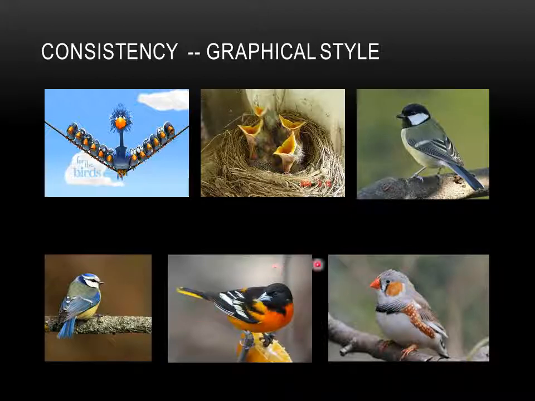This is much more consistent in style. Notice they've all got blurred backgrounds. They're all adult birds. They're all seated. They're all on twigs. Very, very consistent. A little inconsistent in the color, but the graphical style is consistent. When I look at this, I have a harder time. I know this is about birds, but what is it about birds? This is different, this is different, this is different. Why are they different? Why? I understand this. This is three pictures of birds.